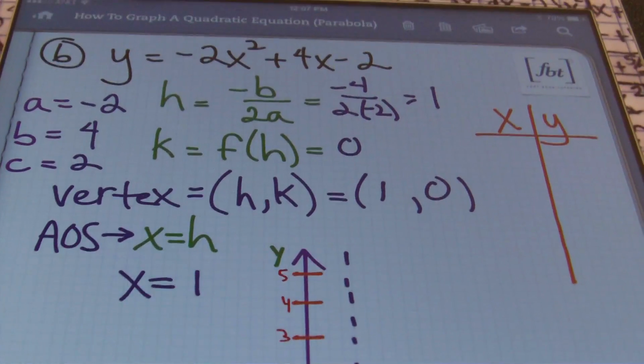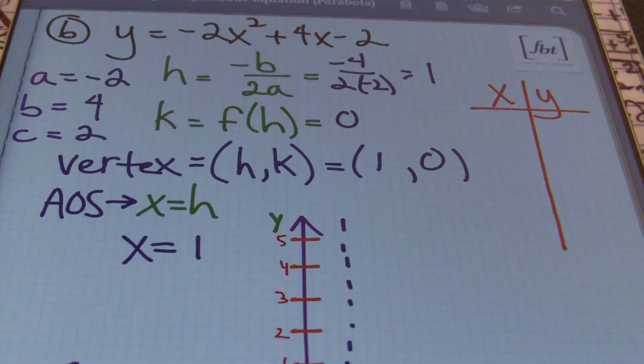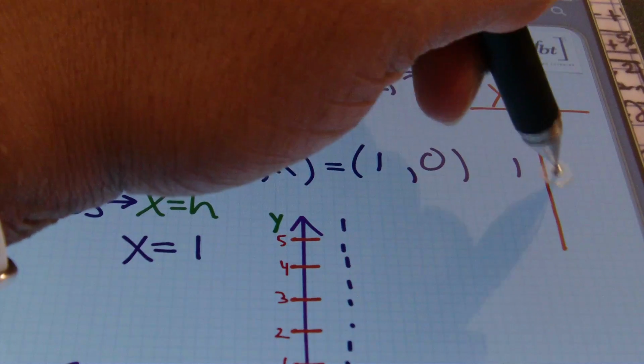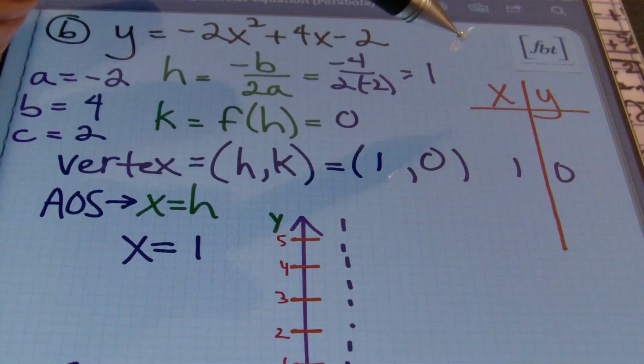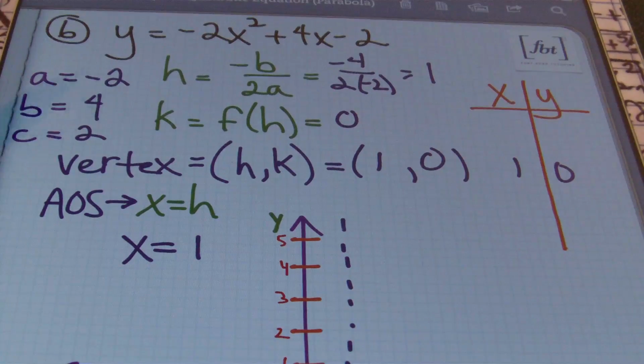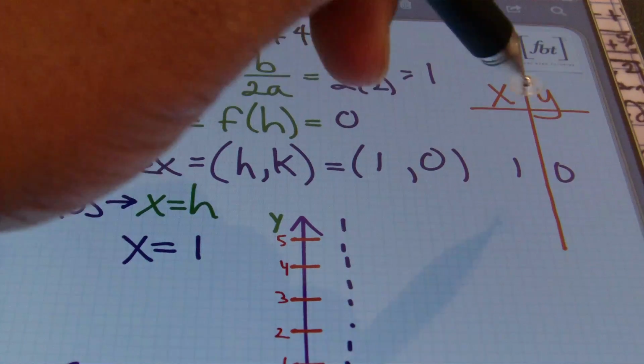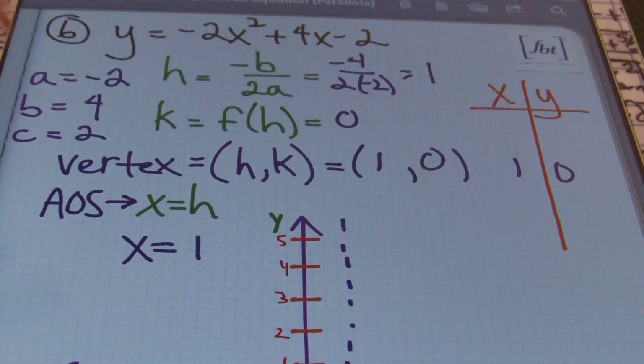Anyway, continuing on, we're going to start by placing the vertex right in the center of my XY chart. So I have 1 and then a 0. And as always, we're going to go ahead and move 2 places to the left of that 1 and 2 places to the right of that 1. And always make sure that your points are equidistant from the vertex so that it'll make a perfect U shape, okay?